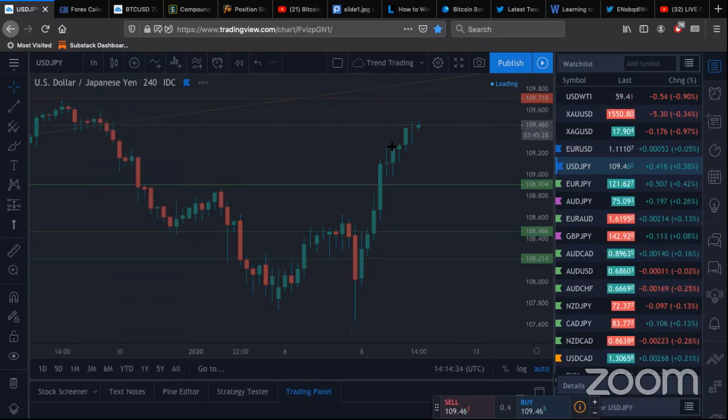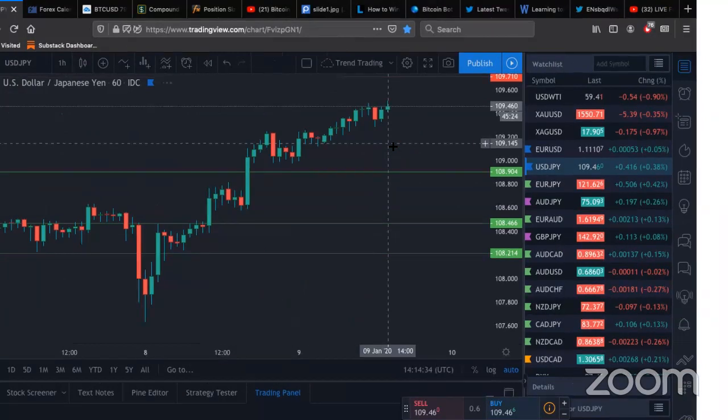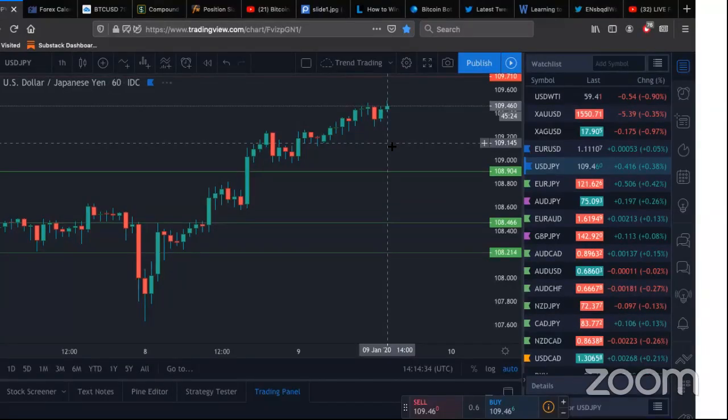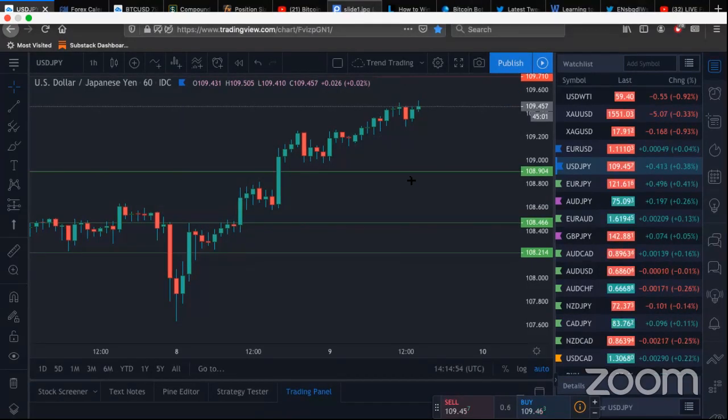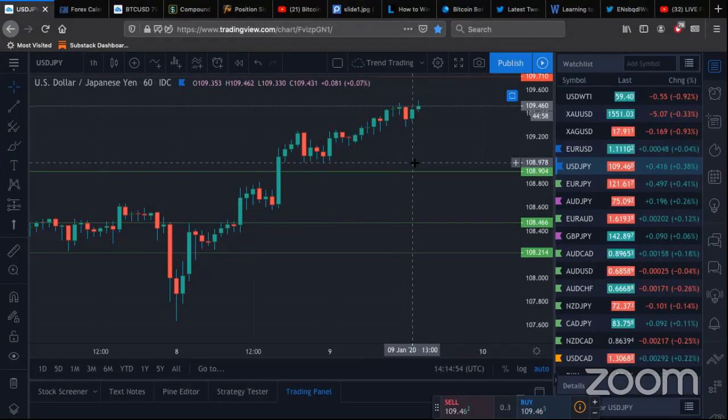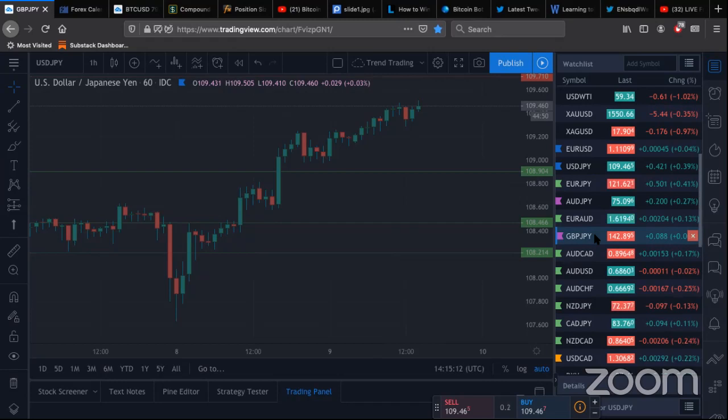If I could just get a look at the timestamp. For my server, it says it's 7:45. Right now, it's 16, so about 9 hours ago. Pound looks weak. Pound is coming back now versus the Japanese yen over here.